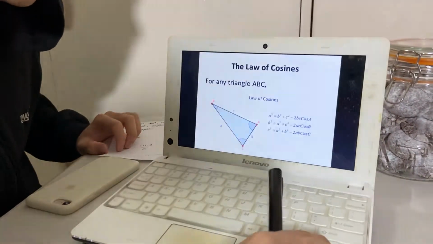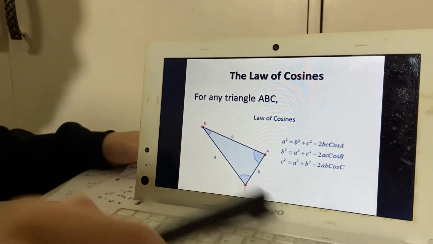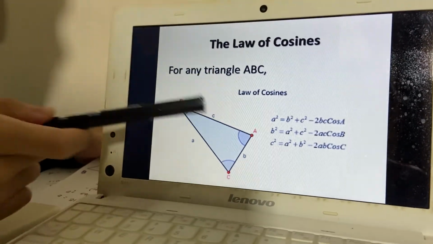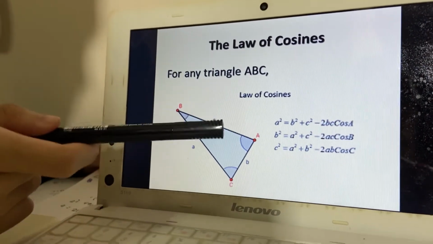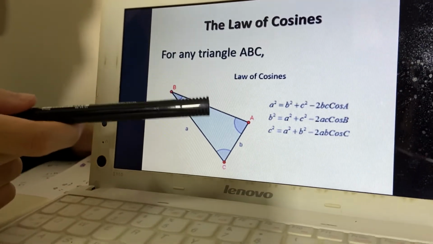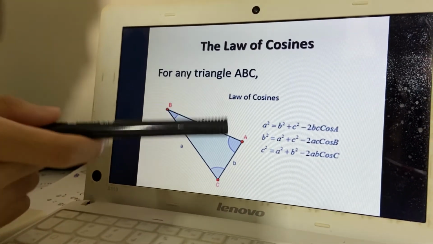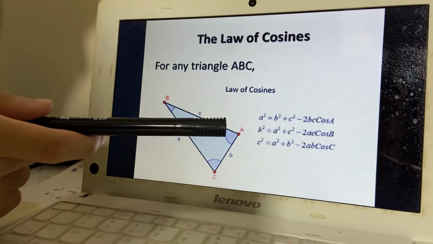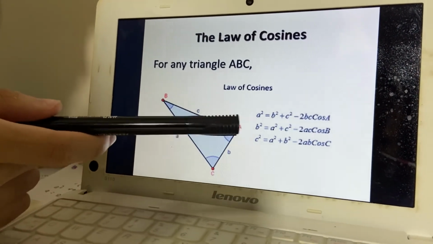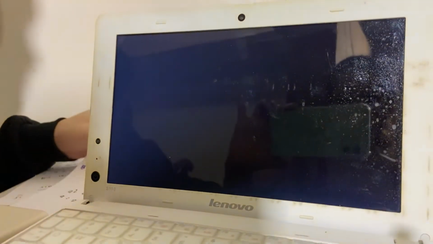So we'll be moving on to the law of cosines. This is a bit long. For any triangle ABC, it says that A squared equals B squared plus C squared minus 2BC times cosine A, and then for B, it's B squared equals A squared plus C squared minus 2AC cosine B, and then C squared equals A squared plus B squared minus 2AB cosine C. It's a bit long, but all you have to do is substitute.